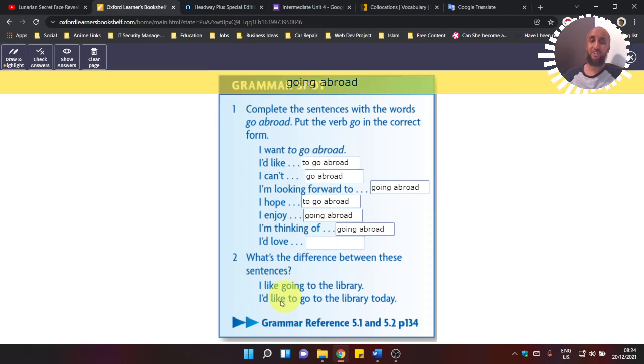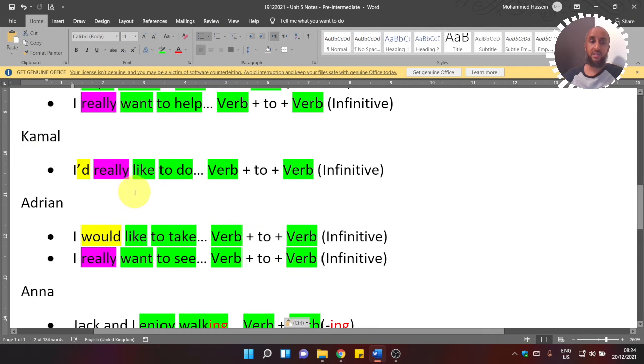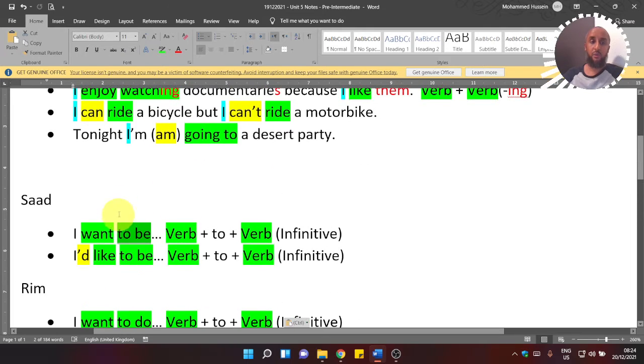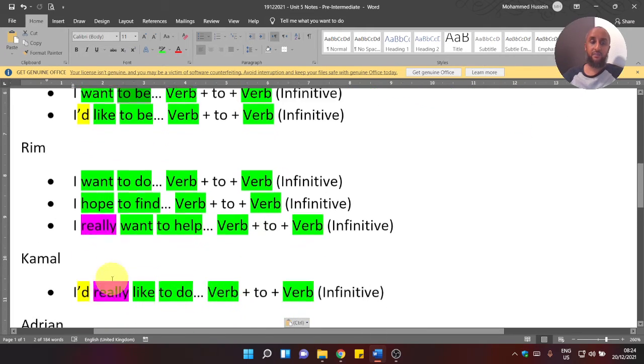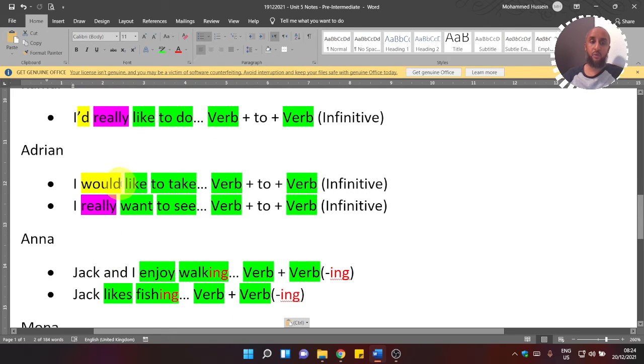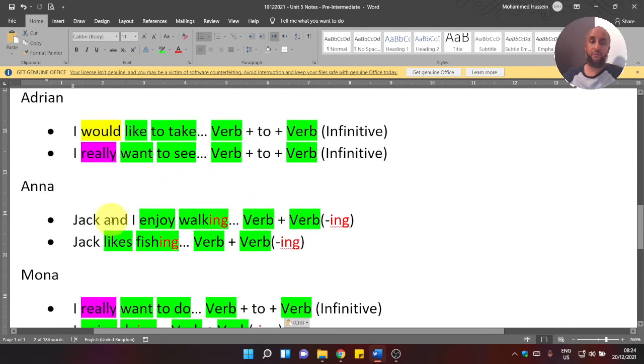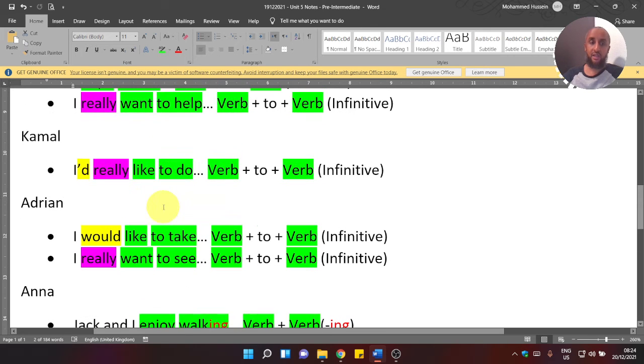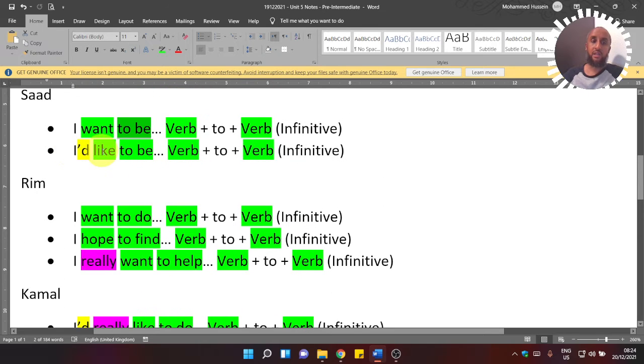Okay, guys, good. And the last one here, it says, I would love or I'd love. Do we have one here that says I'd love? Here we have I'd like, and here we have I'd like, and here we have I would like. But if you notice all of them, I would like, and it says to take. And here I'd really like to do, and here I'd like to be.